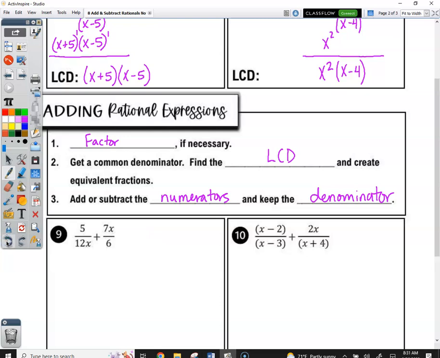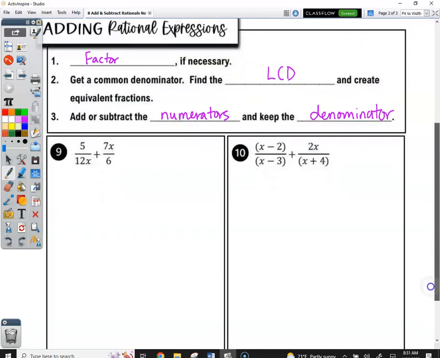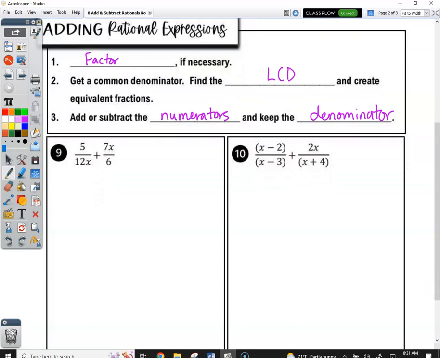Right now we have expressions. Repeat what we've already been doing. Find the LCD. Leave some space. Find the LCD here of 12x and 6. So you have 12x and then 6. LCD? 12x.